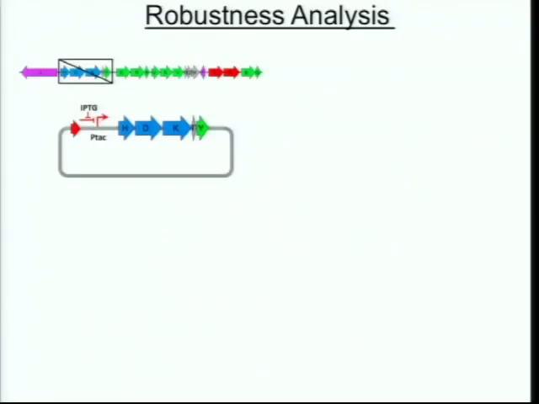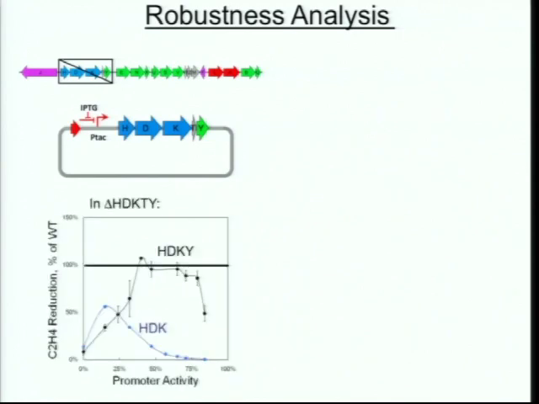So one of the first things that we do when we're trying to rebuild the gene clusters, we do something we call a robustness analysis, where you take either individual genes or sets of genes out of the cluster, put it under inducible control, and then by adding inducer, you can see how the system responds from the over or the under expression of that system. So for example, if we knock out the HDKTY operon and then only include HDK on the inducible system, there's a maximum that's well below wild type activity, and then it tails off.